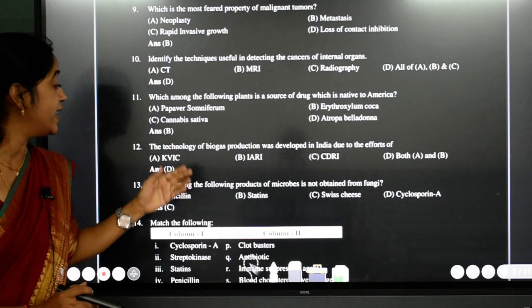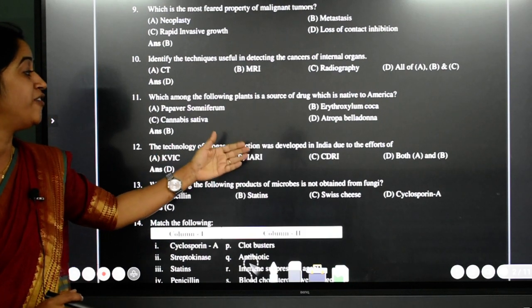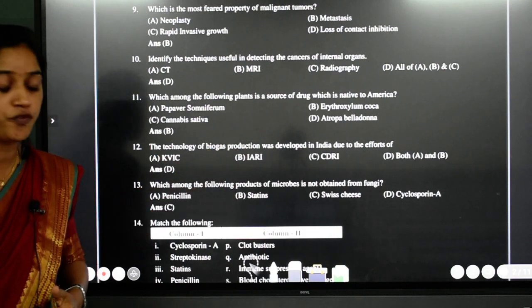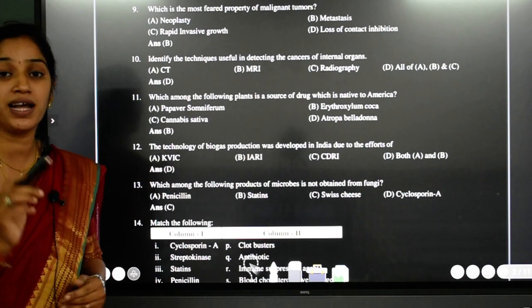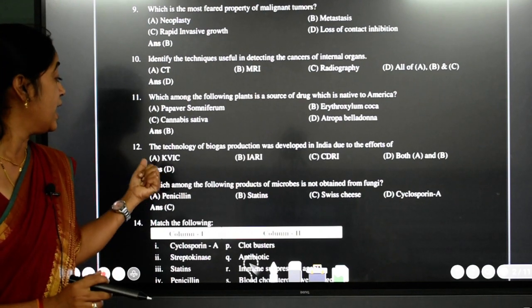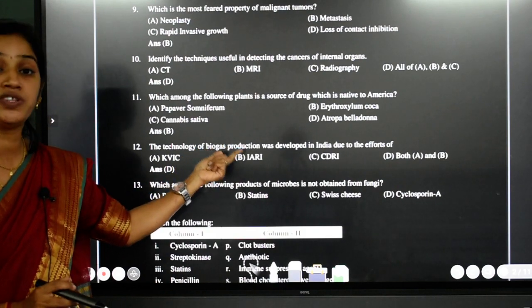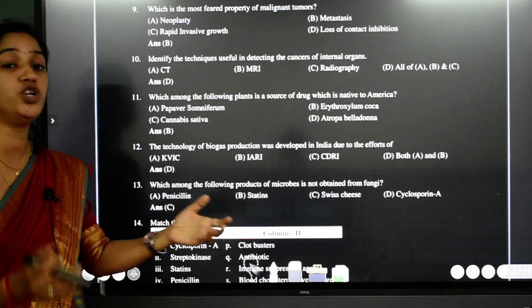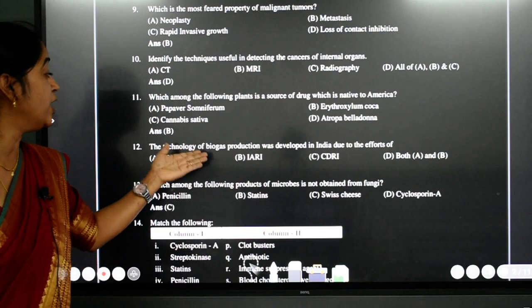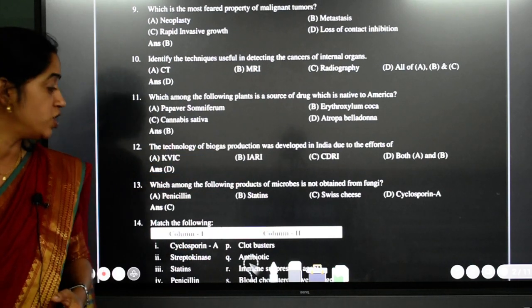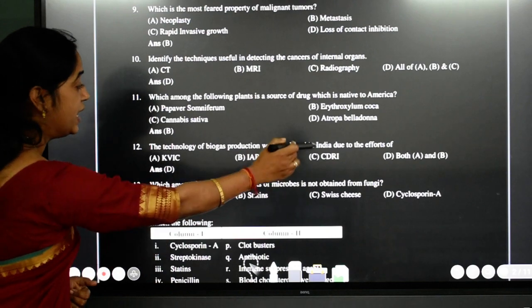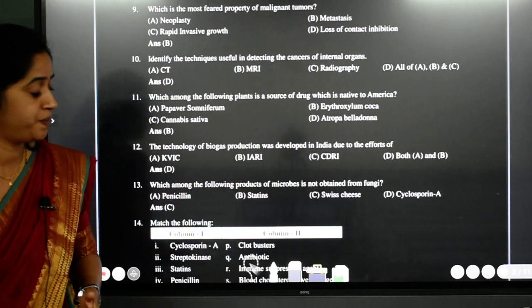12th one. The technology of biogas production was developed in India due to the efforts of. If you study the biogas plant, there at the base they have given Khadi Village and Industrial Commission and Indian Agriculture Research Institute. These two organizations together are involved in the development of biogas production. So the answer here is D, that is both A and B.